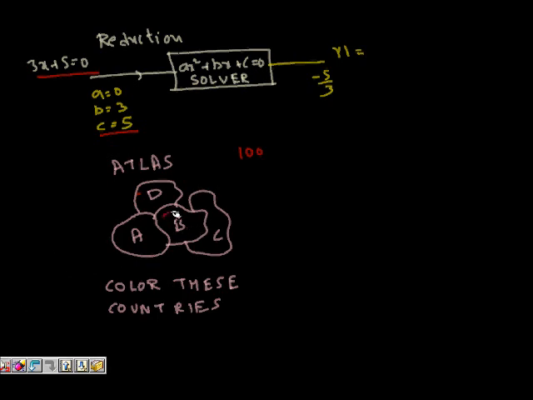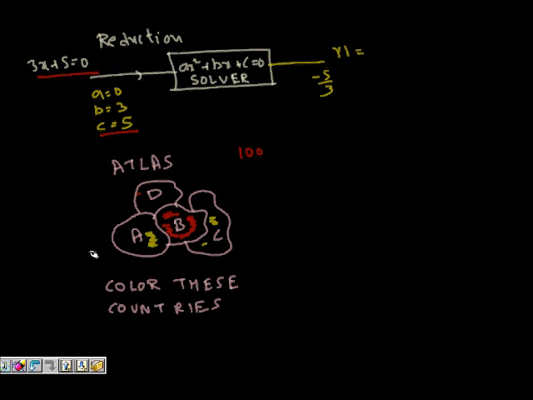So let's color B red. So I color this B as red. Then I try with yellow, so I can color A yellow, and C also I can color yellow, because C is also neighboring with B. It has a different color, and it has no other neighbors. A is colored, but D I cannot color with yellow or red because A and B both are its neighbors.